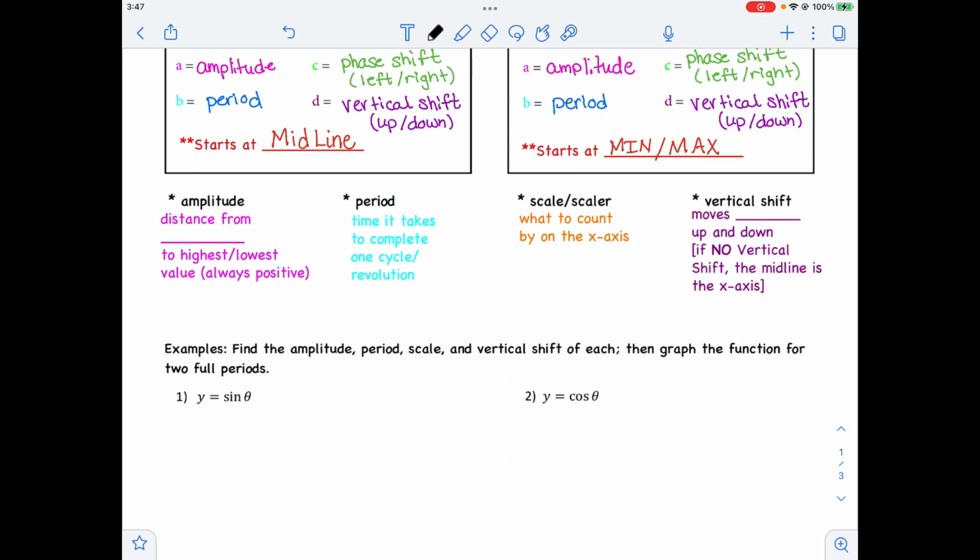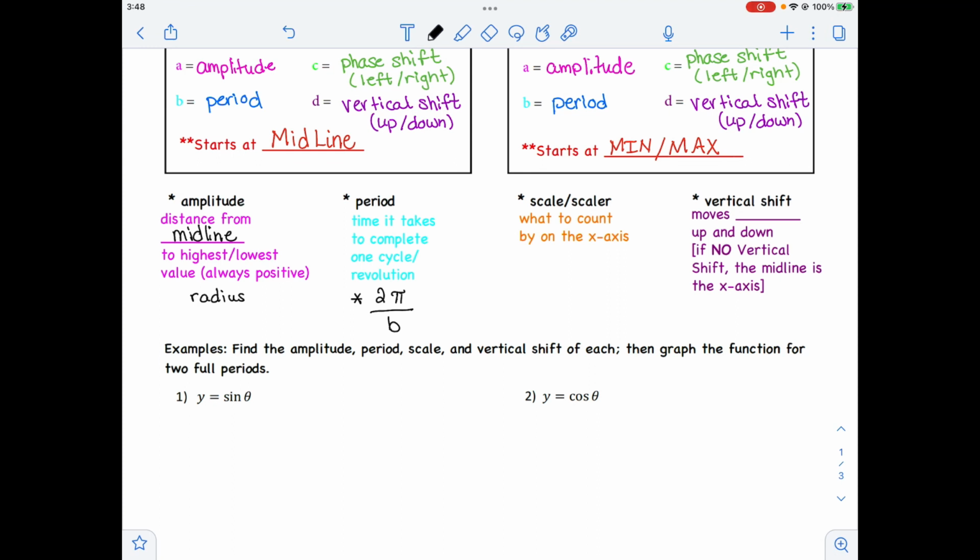So amplitude is the distance from the midline to the lowest or highest value, and it's always positive. Another way we can think about this is our radius. Okay, and then we have a period. A period is the time it takes to complete one cycle or one revolution, and the way that we find that is we take whatever our full revolution is in radians, which we know is 2 pi. That's a full unit circle, and if we stretch that on a line, it's also 2 pi, and we divide it by our b, the number of periods that we have, which we find in our general form.